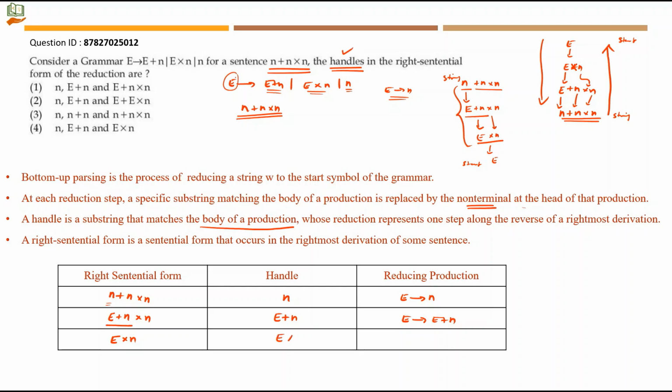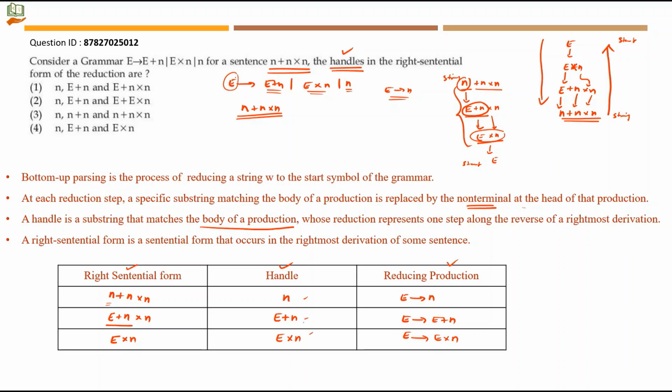Now the handle will be E into N. What is the reducing production? E derives E into N. So which production is responsible for reducing this is given in this column. What is getting replaced is given in this column. And the right sentential form is the actual sentence that is given along with the replacement in the subsequent rows. So first we are changing n, that is the first handle. Then we are changing e plus n, that is the second handle. Then we are working with e into n, that is the third handle. So the handles in the right sentential form of the reduction are n, e plus n and e into n.